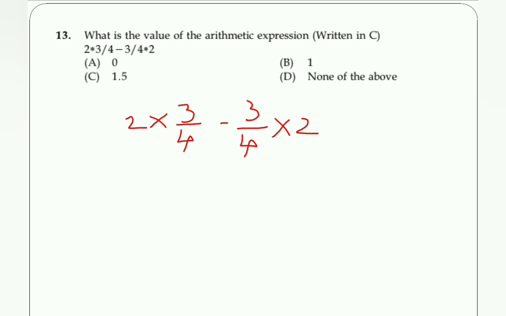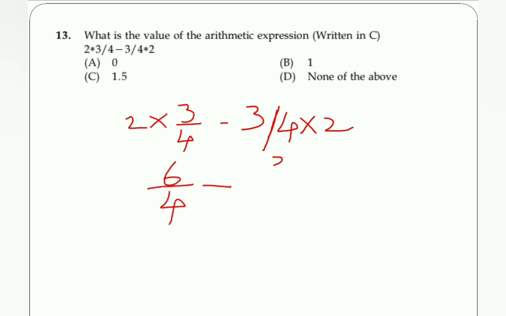So this one is 3 by 4 into 2. Okay. So now 2 3 by 6 by 4 minus 3 by 8. That equals to, so if you take the LCM, you get the 1 minus 0. That equals to 1. So here the C language will treat all expression values as the integer. Next one.